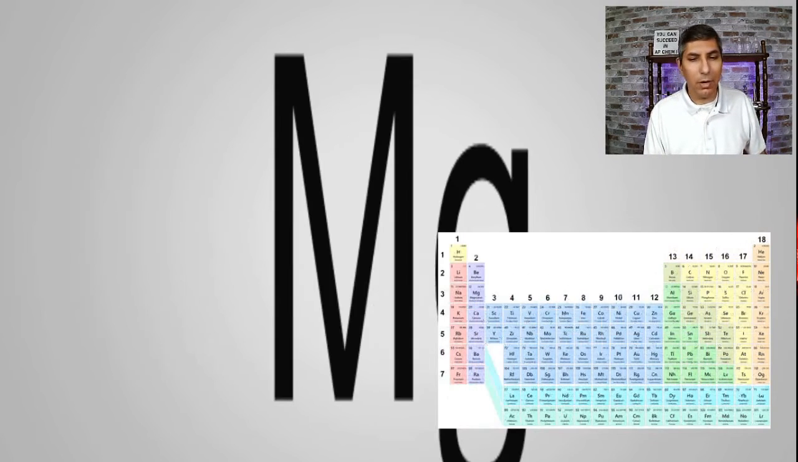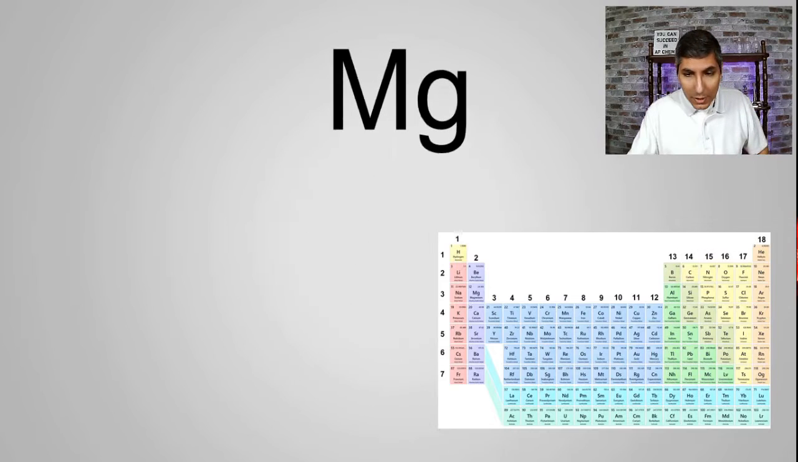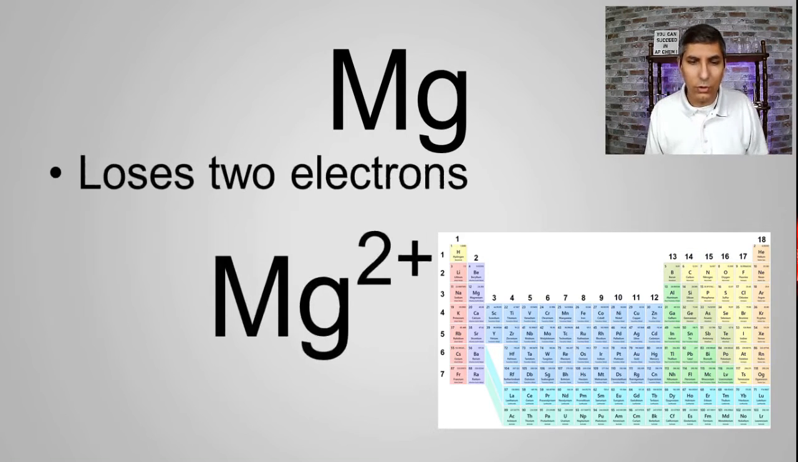Let's try another atom here. Let's try magnesium. So we can see where magnesium is on the table. It's got 2 valence electrons, so it has 2. How is it going to obtain the octet? Well, it's kind of like sodium. I suppose it could gain 6, but it's a lot easier for it to lose 2, isn't it? So magnesium actually loses 2 electrons, and it has a 2 positive charge. And so that's the symbol for magnesium after it's obtained an octet, Mg2+. And that's how those other alkaline earth metals would be as well.